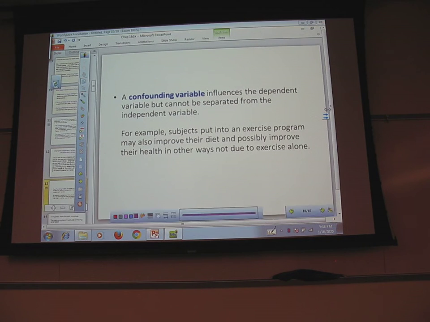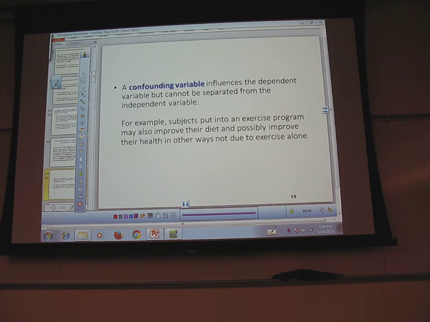Okay. All right. Confounding variable. Good? Can you read?